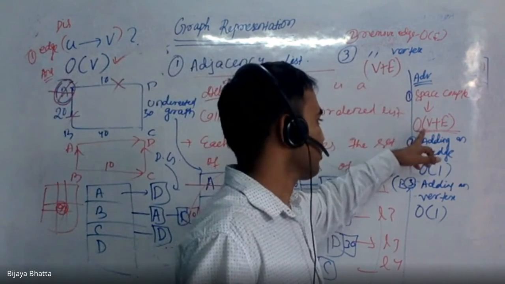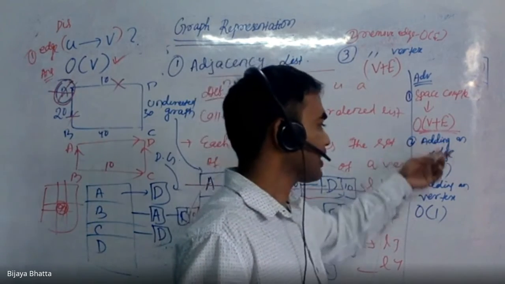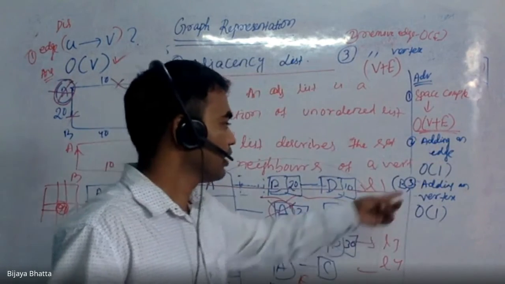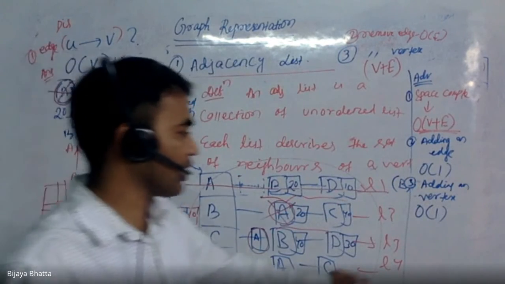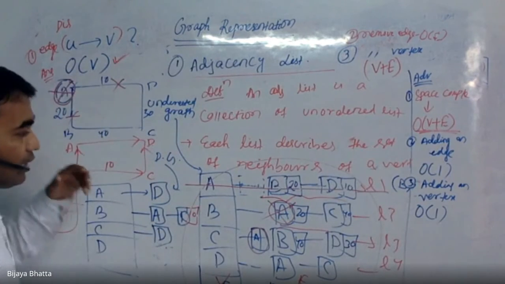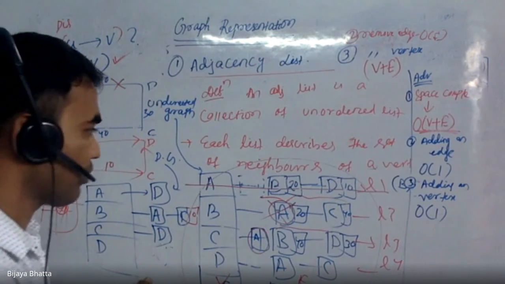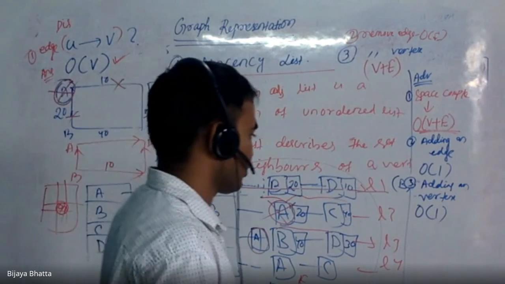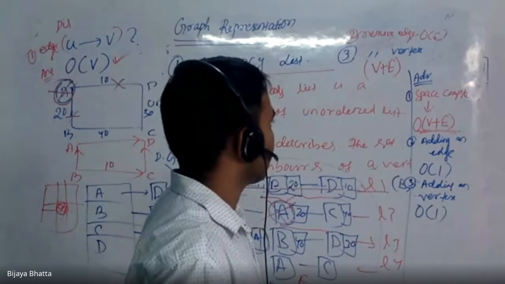Now coming to the advantages. Previously the space complexity was V cross V every time, but here it is V plus E. Adding an edge is going to take order of 1, and adding a vertex is going to take order of 1. This is very important because adding a vertex was order of n square before. If you have 4 cross 4 and add one vertex, it becomes 5 cross 5, which was a large time complexity.